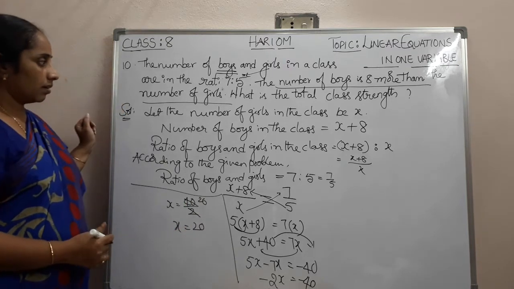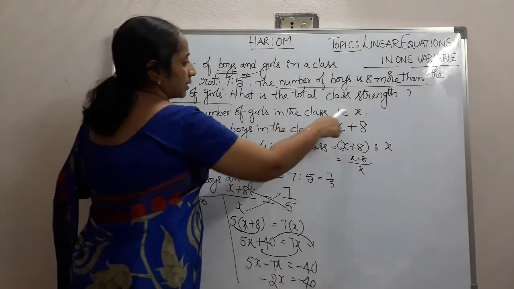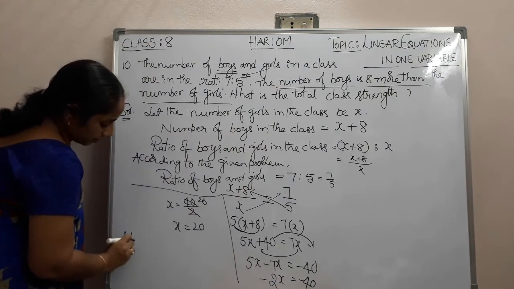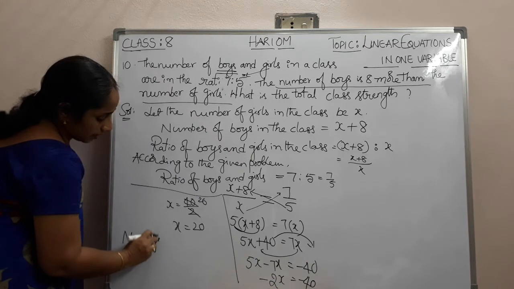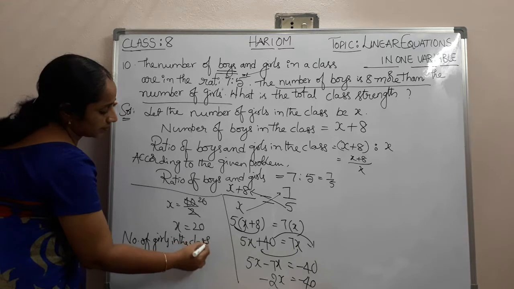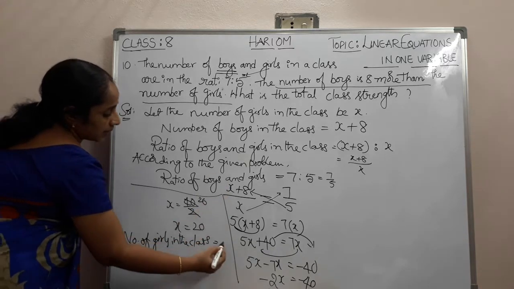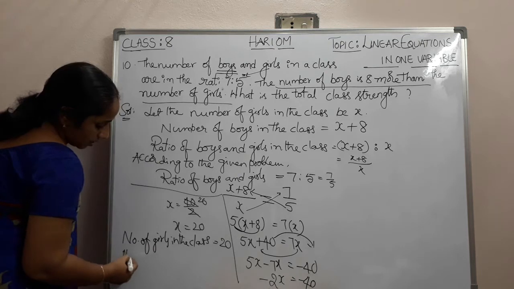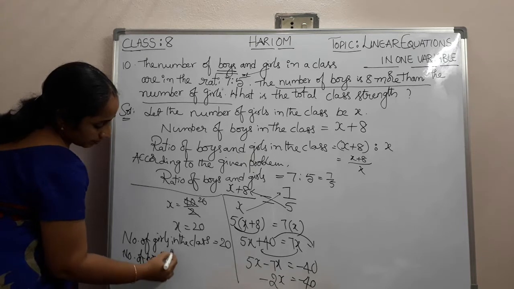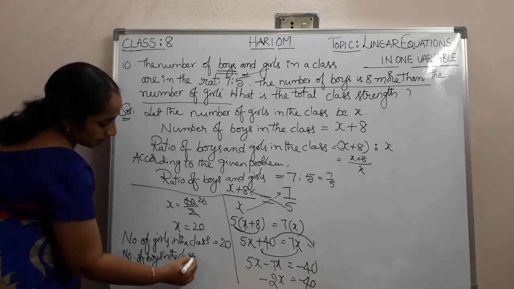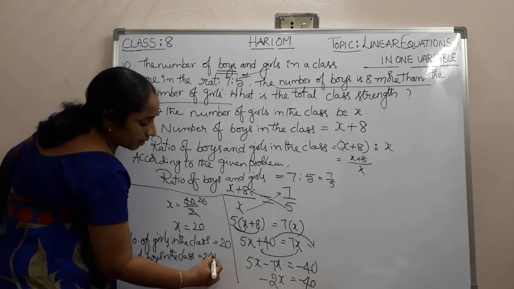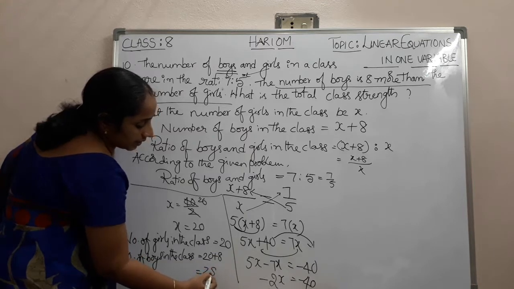Now, what is x? We assumed that it is the number of girls in the class. So, number of girls in the class is x, that is 20. Number of boys in the class is, they said 8 more, so girls 20, boys 8 more, it is 28.